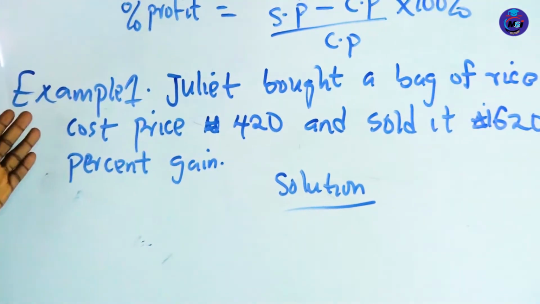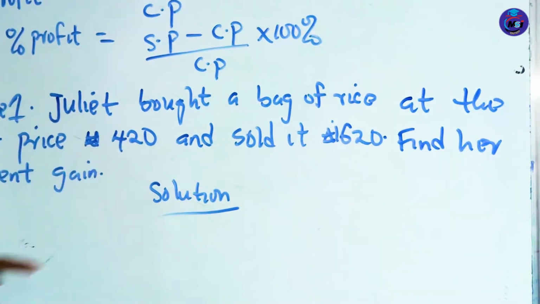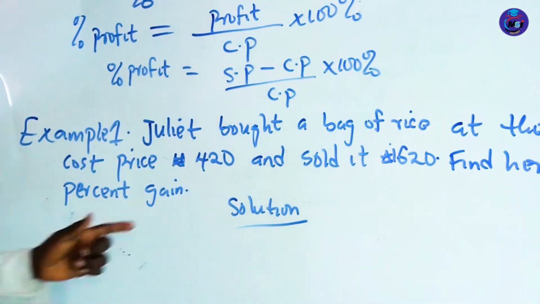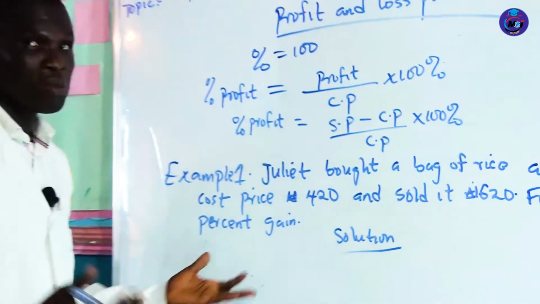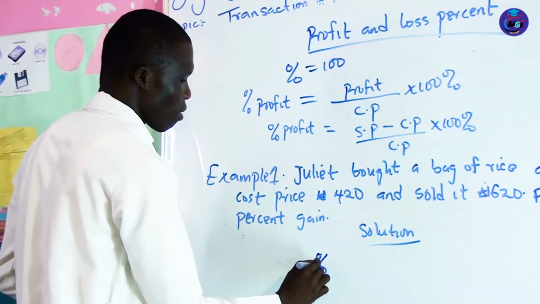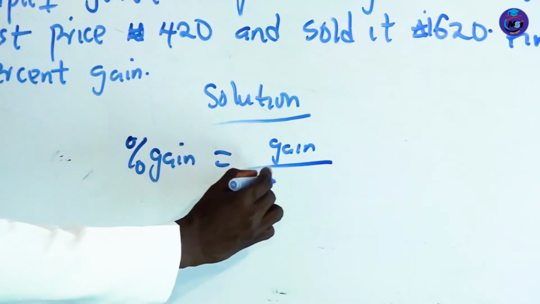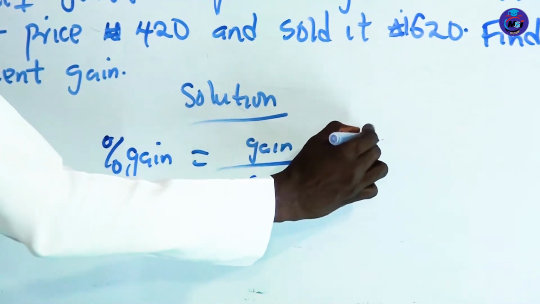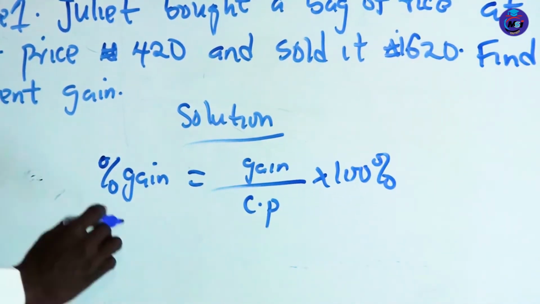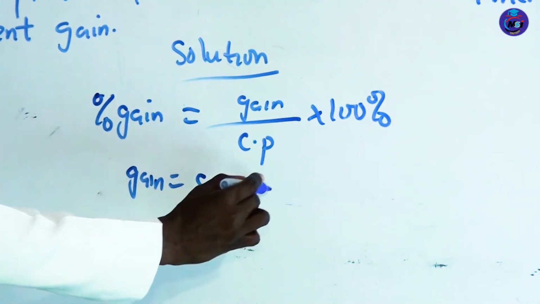Okay, class, we are looking at example. Juliet bought a bag of rice at the cost price 420 and sold it 620. Find a percent gain. It could be also called profit. Let's solve this together. Percent gain equals gain all over cost price times 100%. Okay, now we need to find our gain. Gain equals selling price minus cost price.